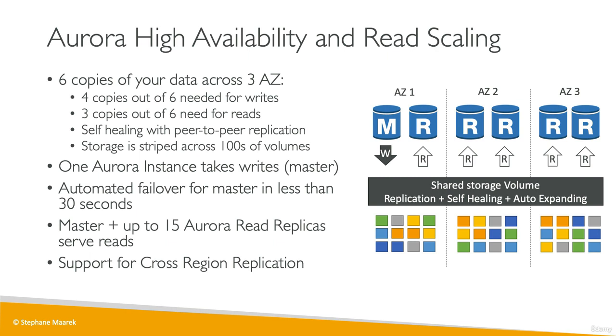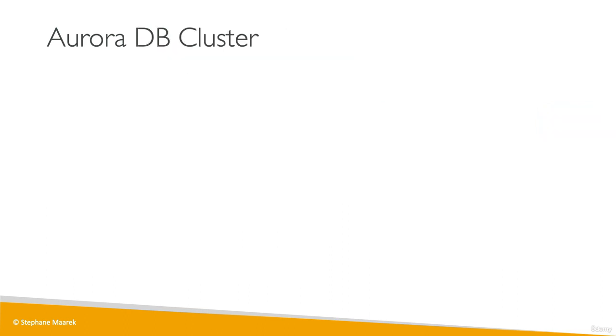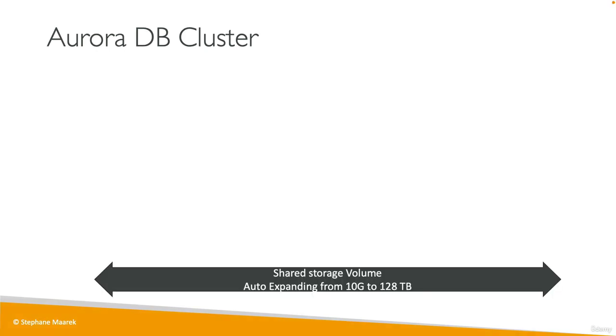Now let's have a look at how Aurora is as a cluster. So this is more around how Aurora works. When you have clients, how do you interface with all these instances? So as we said, we have a shared storage volume, which is auto-expanding from 10 gigabytes to 128 gigabytes. Your master is the only thing that will write to your storage.